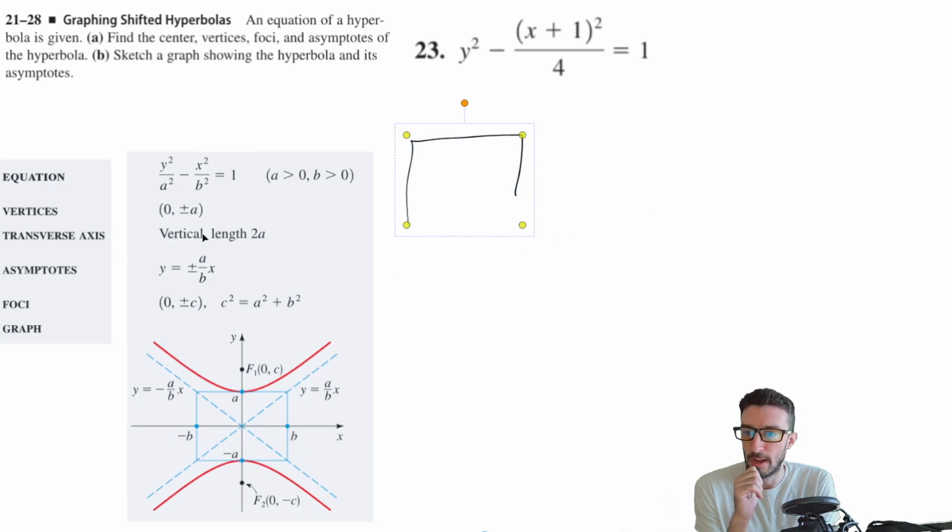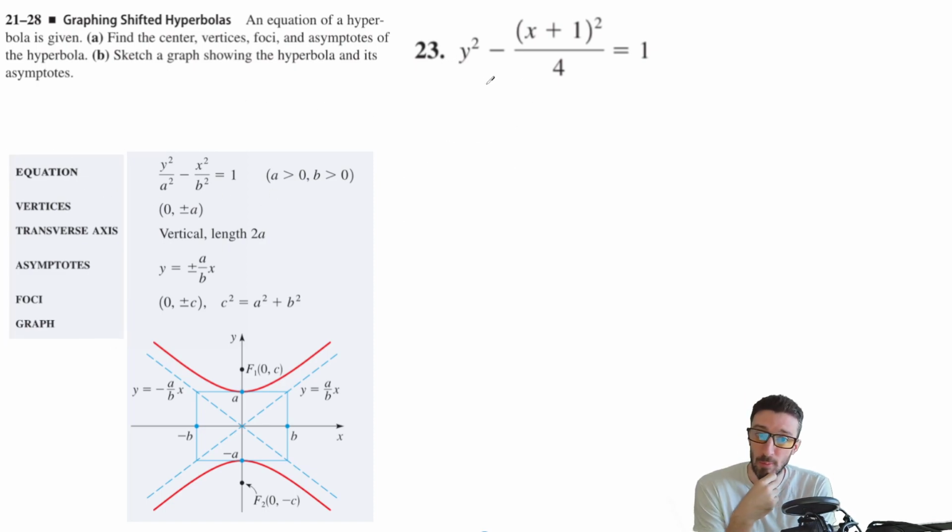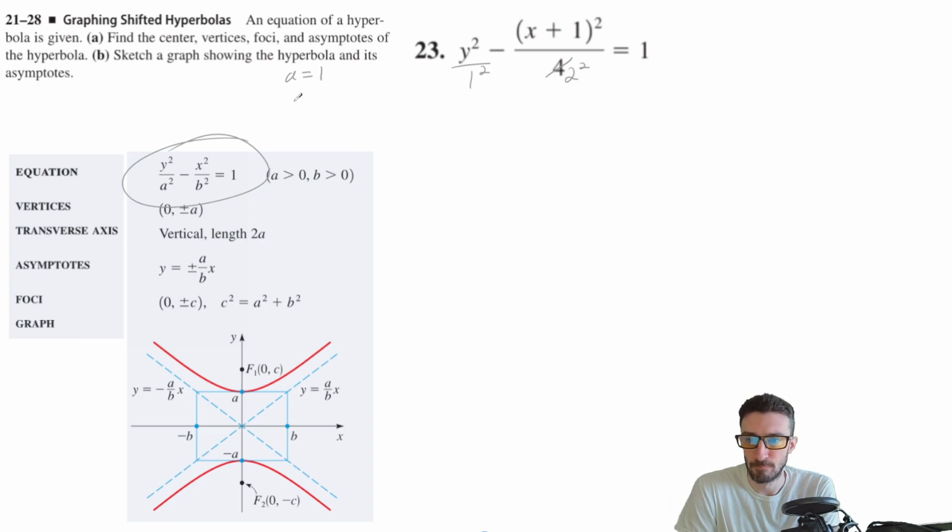Okay, so now we've got it down to just those formulas. And in our problem, we need to identify our A and our B. So in order to match up with the form that we have right here, I'm going to put this one over 1 squared. And instead of thinking this is 4 squared, I can think about it as 2 squared. So that way I just figured out that my A is 1 and my B is 2.